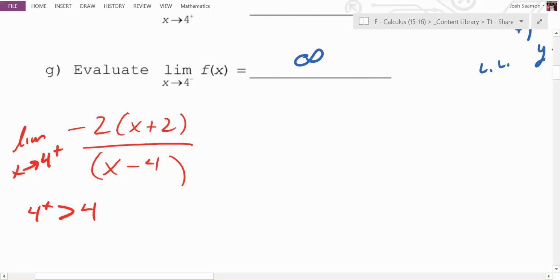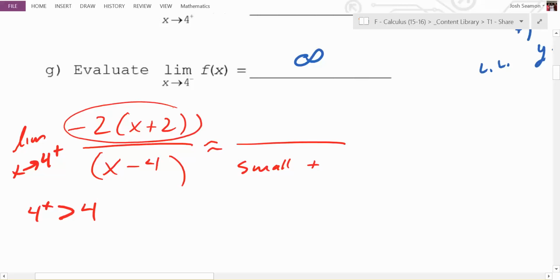Greater than 4, exactly. So if something is greater than 4 and you subtract 4 from it, the bottom is going to be positive or negative? It's going to be something really small, but positive. And on the top, if x is getting infinitely close to 4, what does this get infinitely close to? What's 4 plus 2? 6. What's 6 times negative 2? So this gets infinitely close to negative 12, and the bottom gets infinitely small and positive.